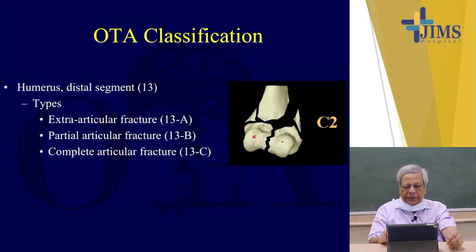These two fragments are to be fixed first by putting screws from here. 2 screws from here. Then one single articular block is created. Then this shaft has to be fixed with this, putting 2 plates, one plate here to here, one plate here to here. So this is the articular block, one block, then it has to be fixed to the shaft. This is the principle of open reduction internal fixation.